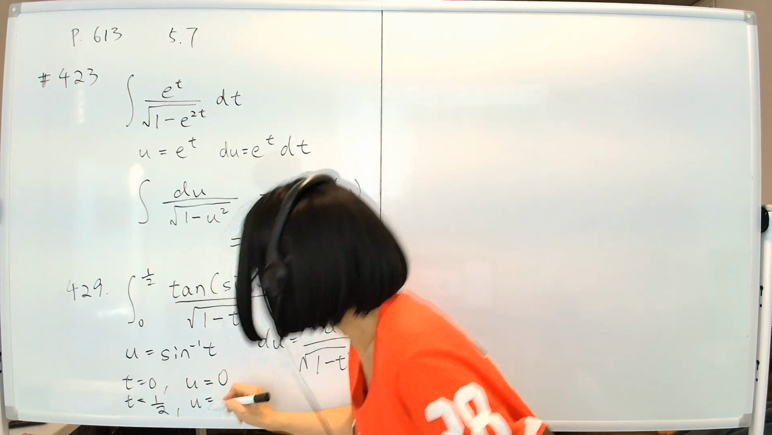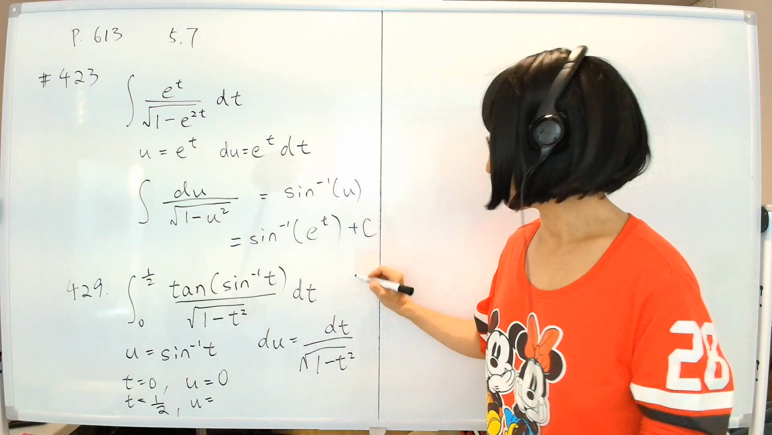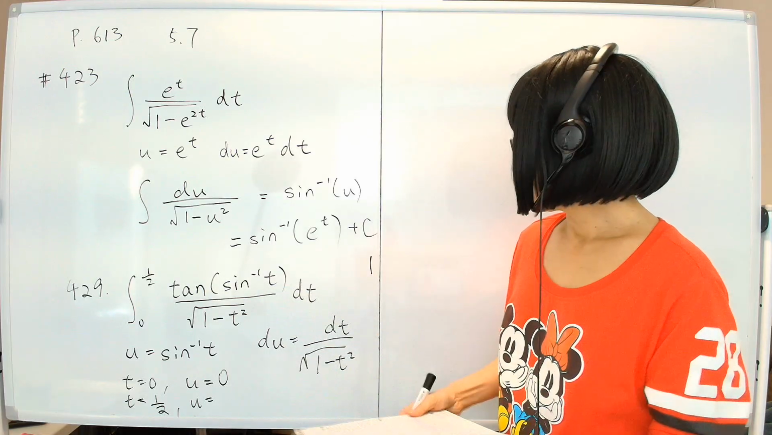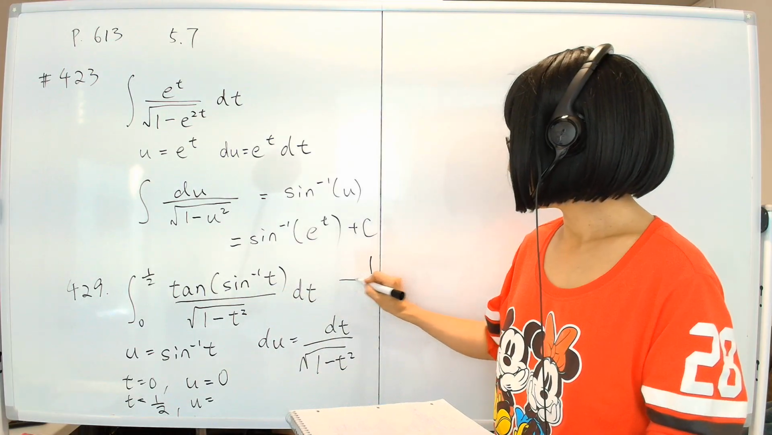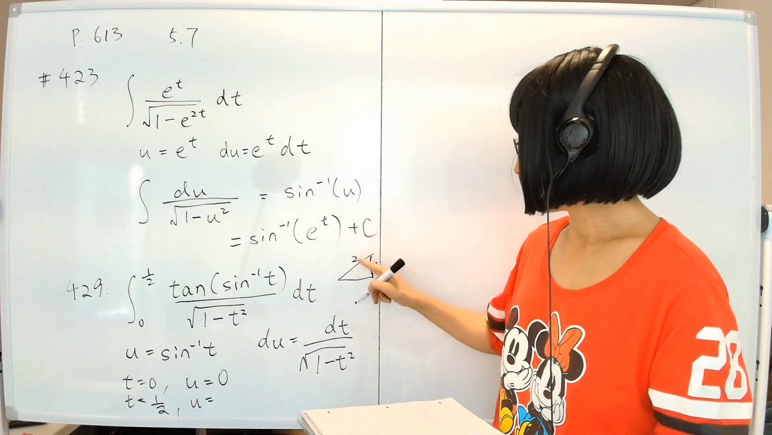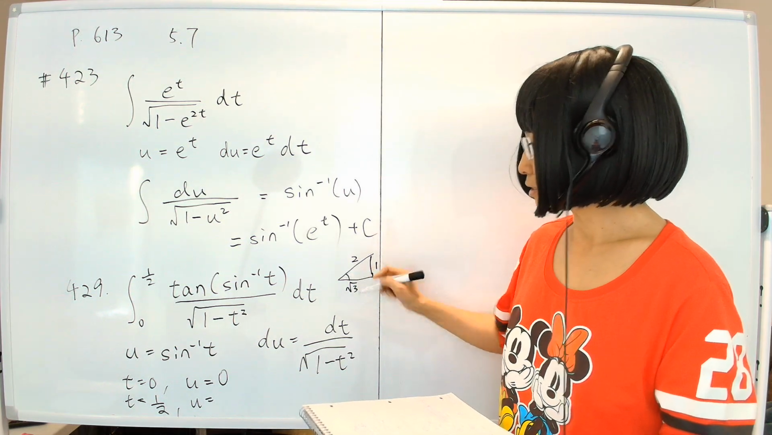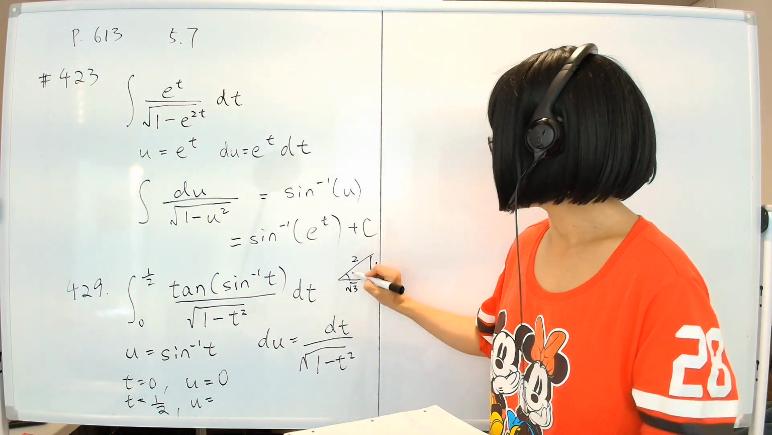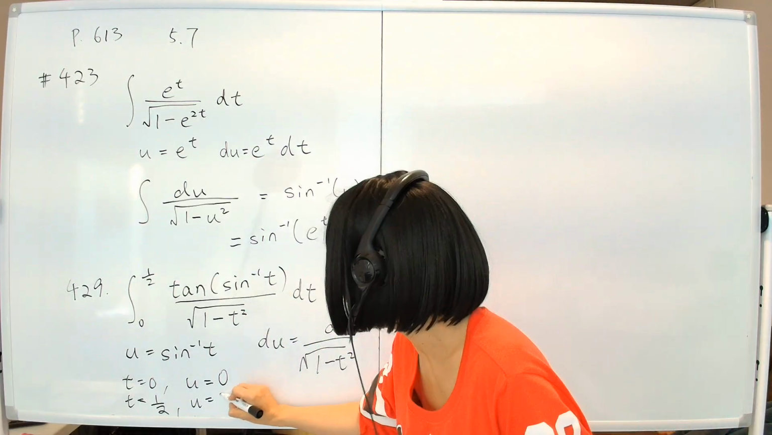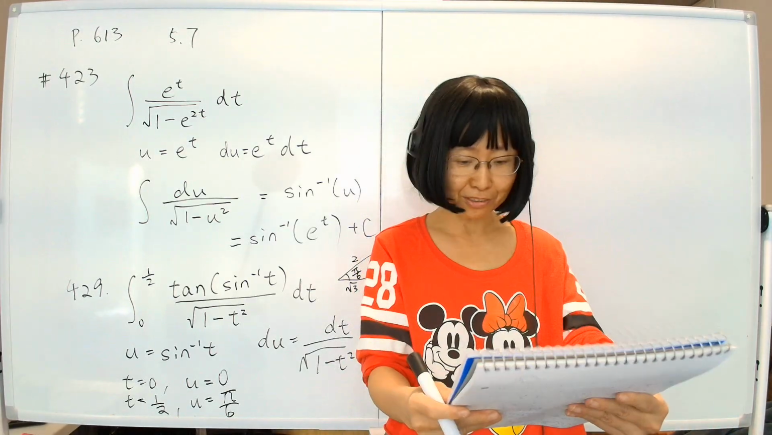u equals, when is sine equal to 1/2? Let's see, what do I have here? Okay, sine value is 1/2 when this is 1 and the hypotenuse is 2, and that would be square root of 3. But in any case, that's the 30, 60, 90 degree triangle, so we have pi over 6. So then u will be equal to pi over 6.